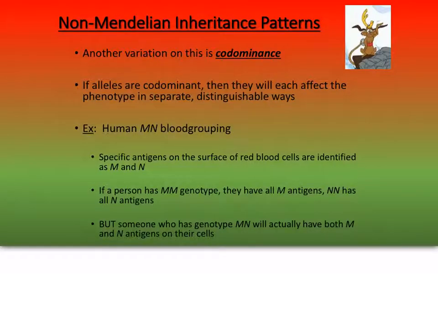Now, another idea with this dominance stuff is the idea of codominance. Codominance means that both alleles affect the phenotype in separate, distinguishable ways. So it's not that you get an intermediate if you're talking about codominance. Intermediates show up with incomplete dominance, so red, white, pink. With codominance, it's kind of like you got red, you got white, and the offspring would be both red and white, maybe in different areas.